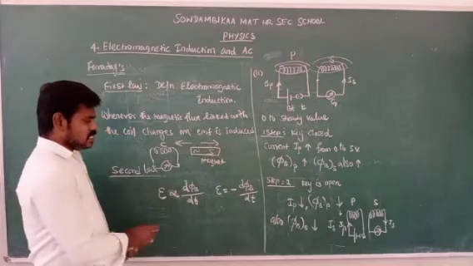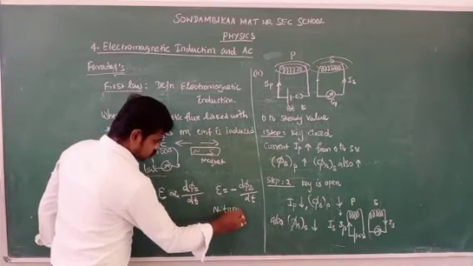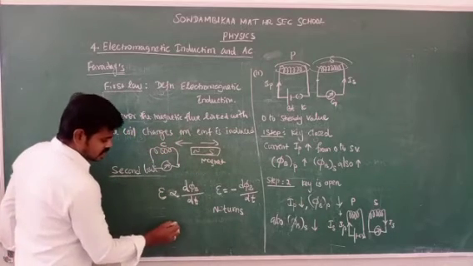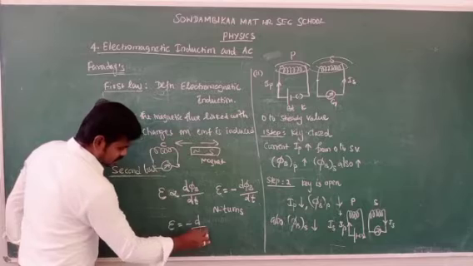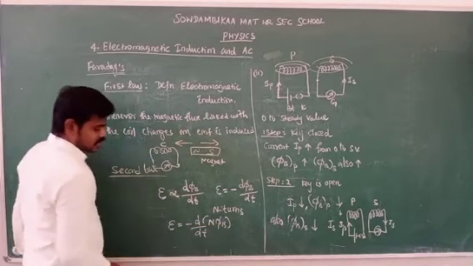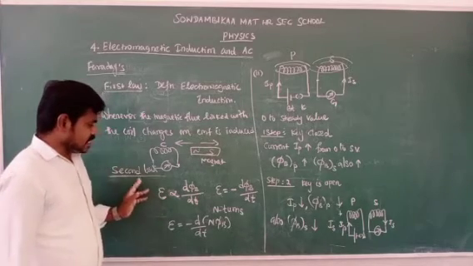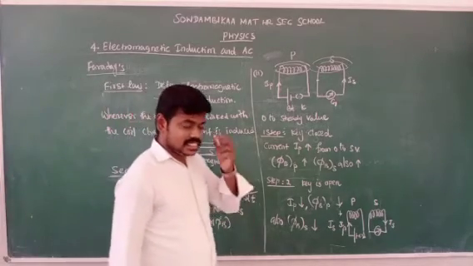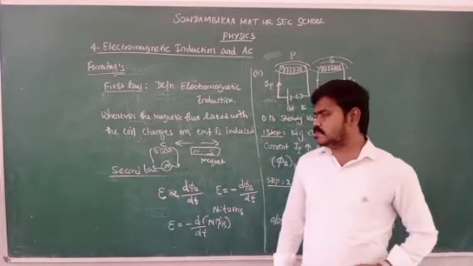Now suppose the coil includes n number of turns. If the coil includes n turns, then E equal to minus d by dt of n into phi B, n into phi B. The second law gives the magnitude of induced EMF.